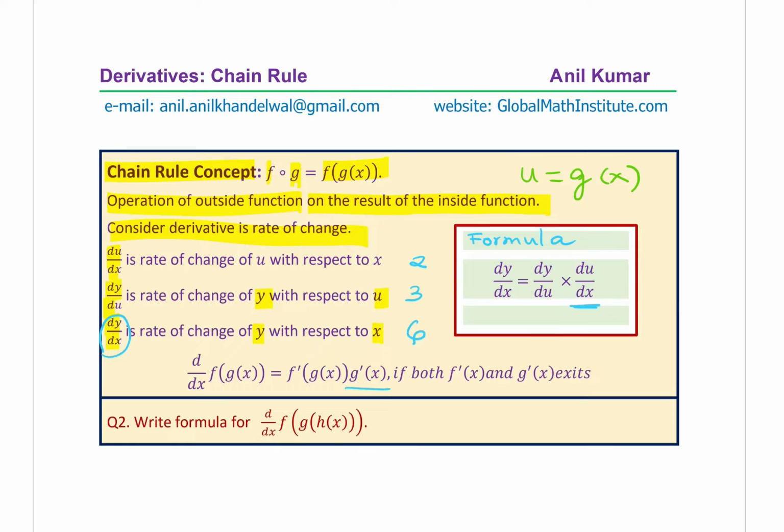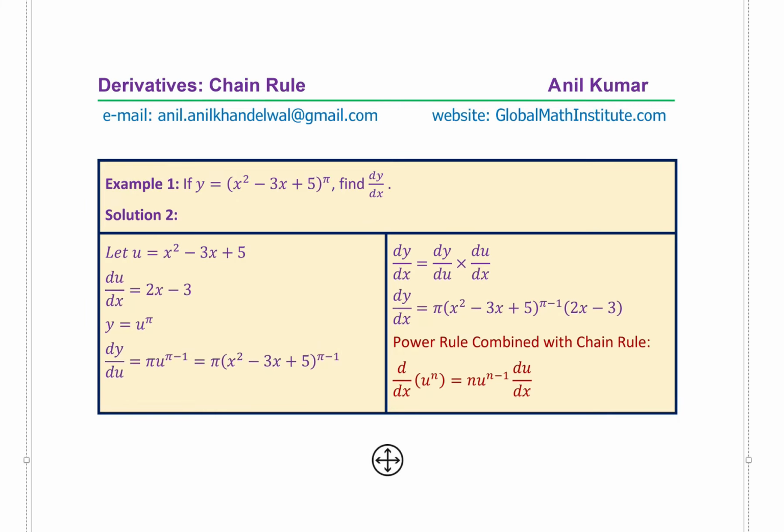Now, you could also have many functions, more than 2. Let us say we have 3 functions. I would like you to write down the formula for the chain rule for d dx of f of g of h of x, right? So we have 3 different functions here. Now let's take some examples to understand the concept.